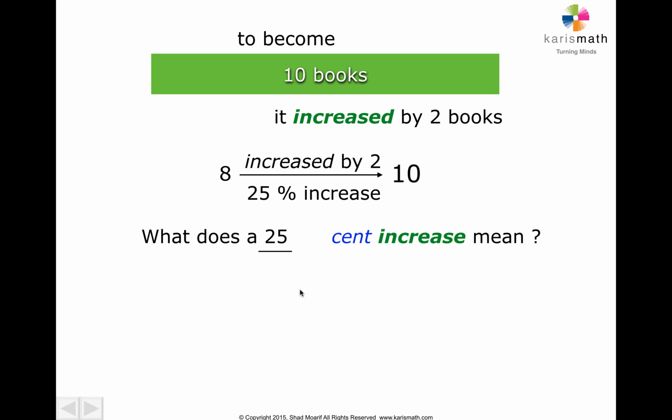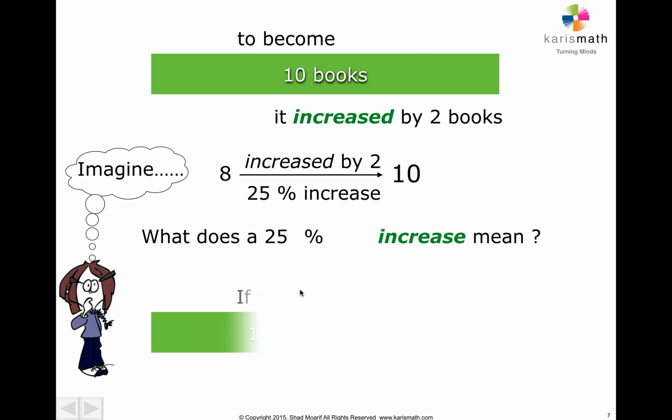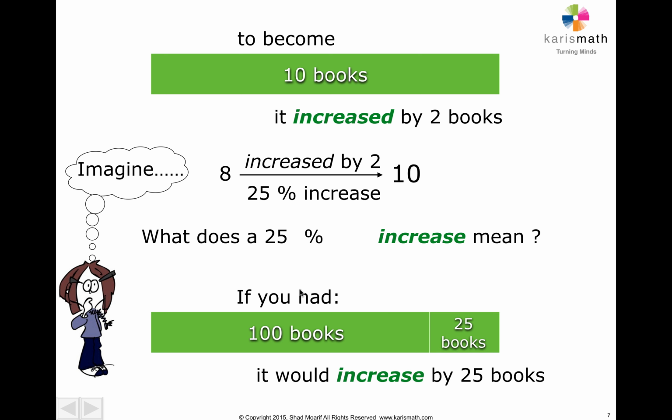What does that mean? It means that if you imagine you had something like 100 books, if you imagine you had 100 books, then that became 125 books. That's all that it means. You add 25 more books to the original. Okay, done. Let's now look at this problem.